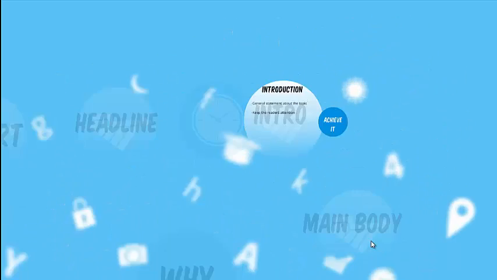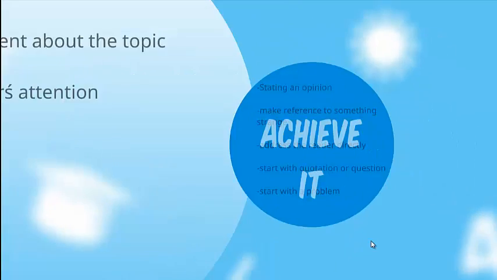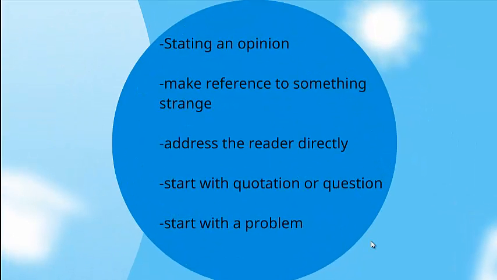The introduction should be one paragraph and should make a general statement about the topic of your article. However, it is important that you keep the reader's attention, so the introduction must be interesting. You can achieve this by, for example, stating an opinion, making reference to a strange situation, addressing the reader directly, starting with a quotation or rhetorical question, or starting with the problem and then designating the solution.